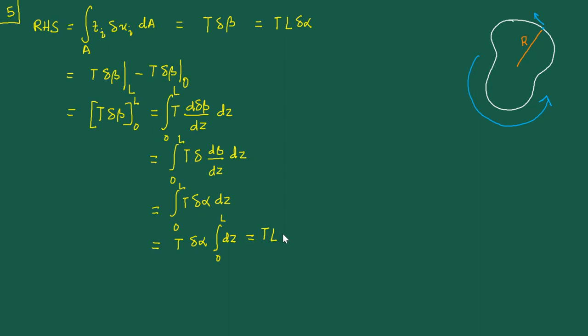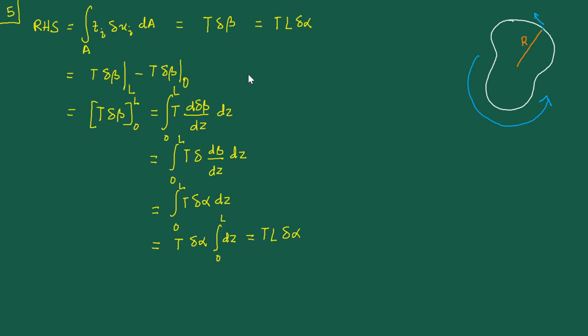That gives me this thing. Okay, so that's how I like to think of going from here to here. So maybe you can try to come up with a different sort of interpretation. Okay, now the fact remains that we do have this TL delta alpha on the right hand side.